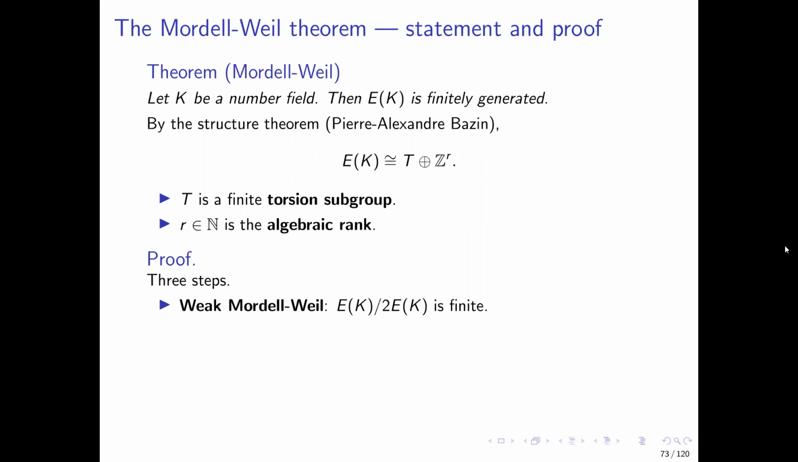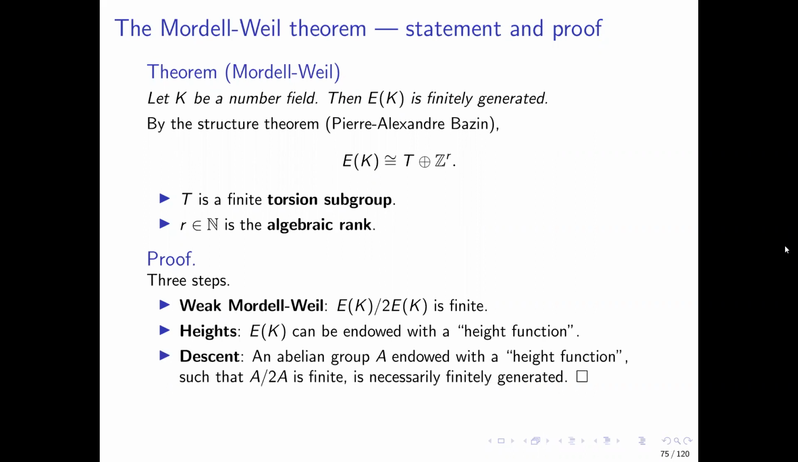You need an extra hypothesis, and the hypothesis is given by heights. E(K) can be endowed with a height function, and any abelian group endowed with such a height function, such that this thing is finite, must be finitely generated. So those are the 3 steps. I'm going to focus on the first step because most of my project was trying to do the first step. The last step is already done, completely abstractly with just an arbitrary abelian group, a few months ago. Then I'm going to briefly talk about heights at the end.